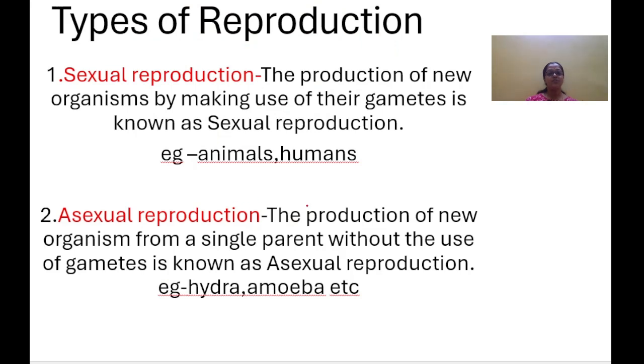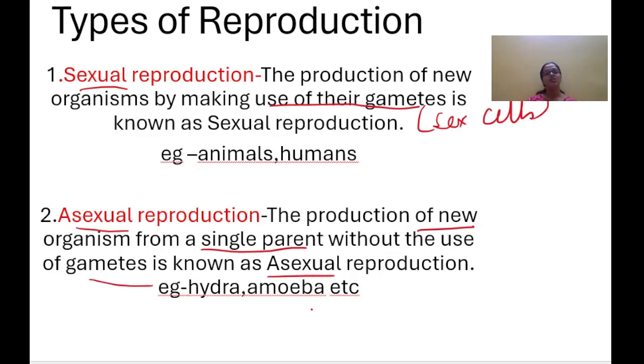There are two different types of reproduction, sexual reproduction and asexual reproduction. Sexual means the production of new organisms by use of their gametes or sex cells. This is called sexual reproduction. It is seen in the case of animals and humans. Asexual reproduction is the production of a new organism from a single parent. If only a single parent is involved without the use of any gamete, then it is called asexual reproduction. Examples are mostly unicellular organisms like amoeba and some multicellular organisms like hydra.